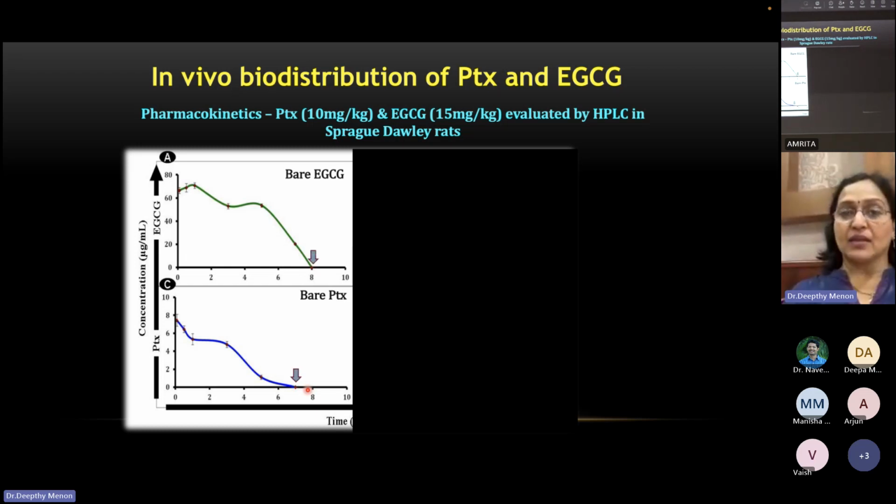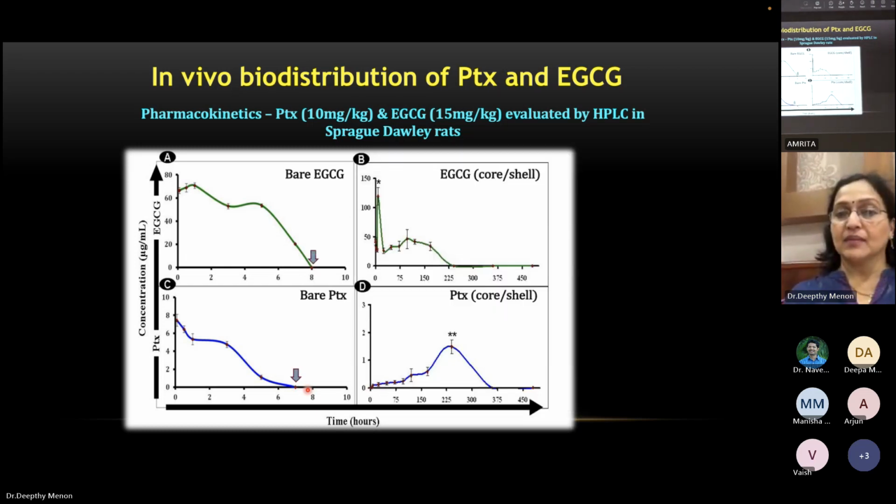In contrast, see that? See the time? This is 8 hours. Here we are talking about 375 hours. This also 375. Now look at the difference. From the shell, EGCG came out in a burst manner. That's okay. After that, it started to sustain for a long duration. After the shell was completely over, the paclitaxel burst out. Till the time, paclitaxel concentration was very low.